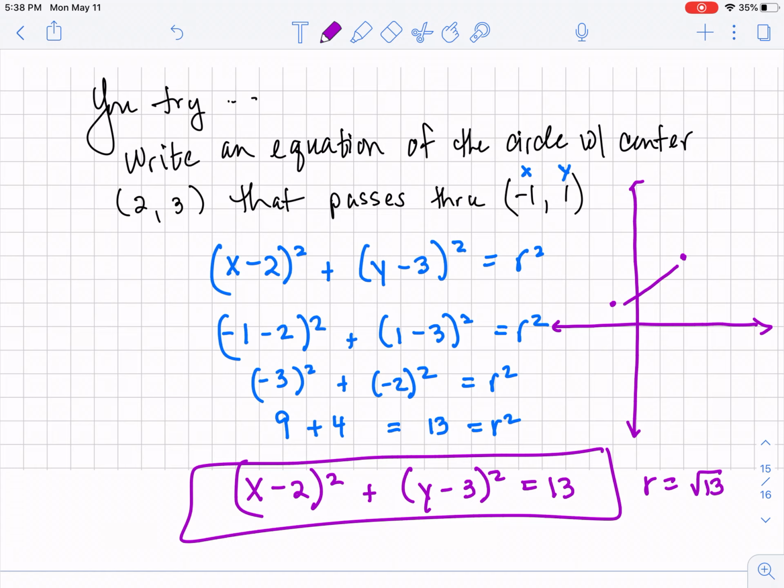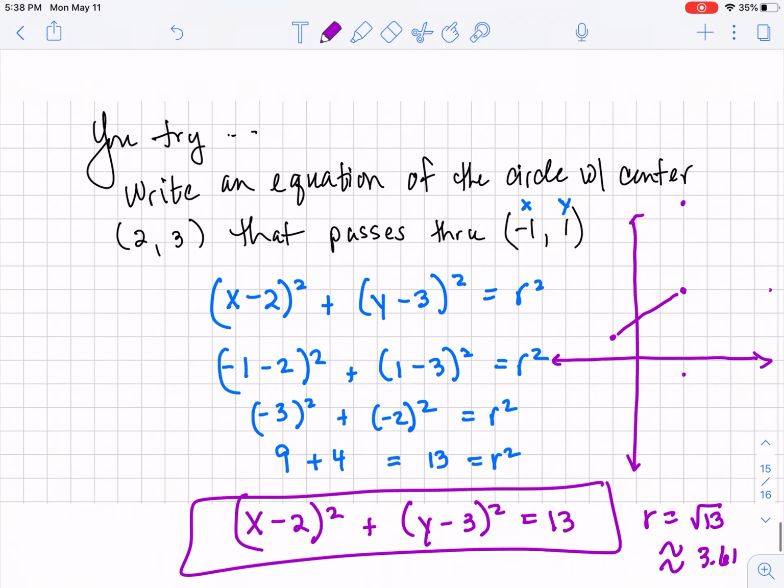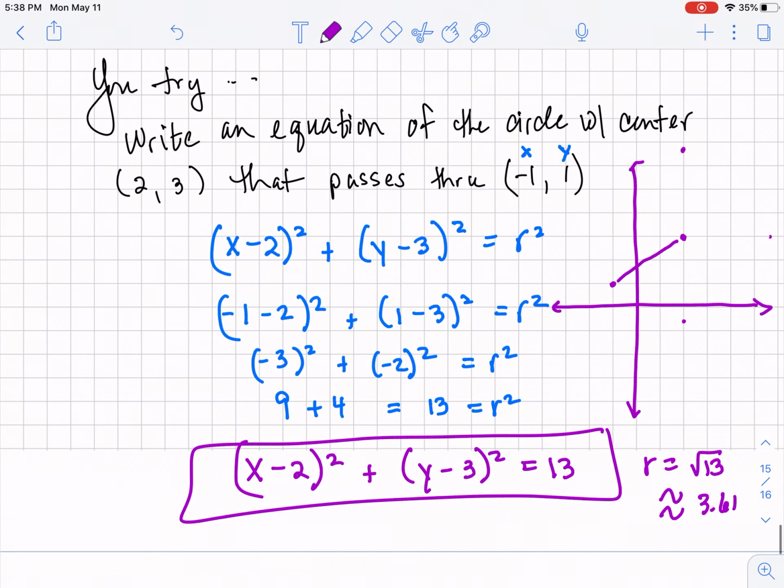If I plug into my calculator the square root of 13, that would be 3.61 about. 3.61. So check it out, guys. That means that you're going to go 3.6. You can't really do this, but you would go like 3.61 up. You could do that. 3.61 down. You can do that. 3.61 to the right and 3.61 to the left. I'm just kind of giving you an idea of what we actually mean by this.